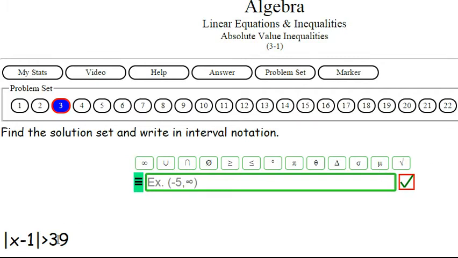Why does it seem like we just did something like this? I don't know. Alright, whatever.